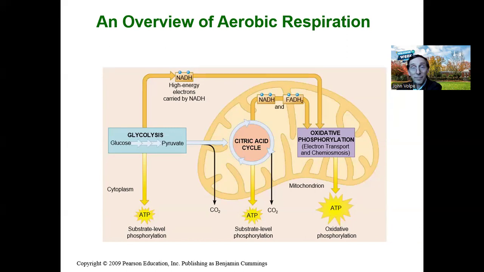In the citric acid cycle, you do generate some ATP, you do generate some NADH and FADH2, and actually glycolysis generated some NADH as well. The NADH and the FADH2 take the electrons to the third step of aerobic respiration, which I call, and your textbook calls, the electron transport chain. It can also be called oxidative phosphorylation or chemiosmosis.